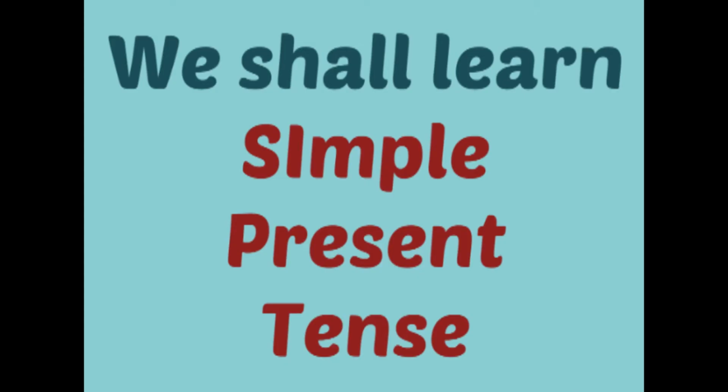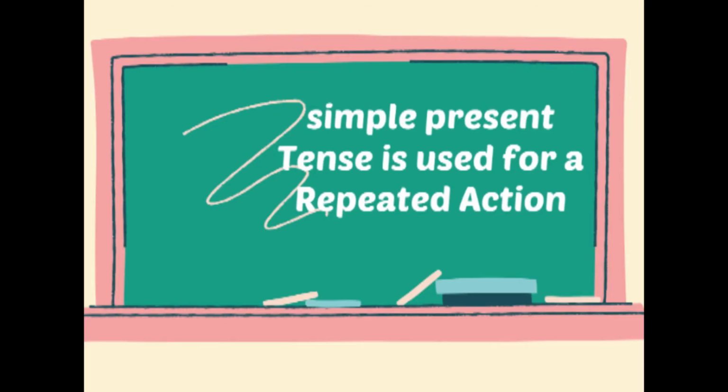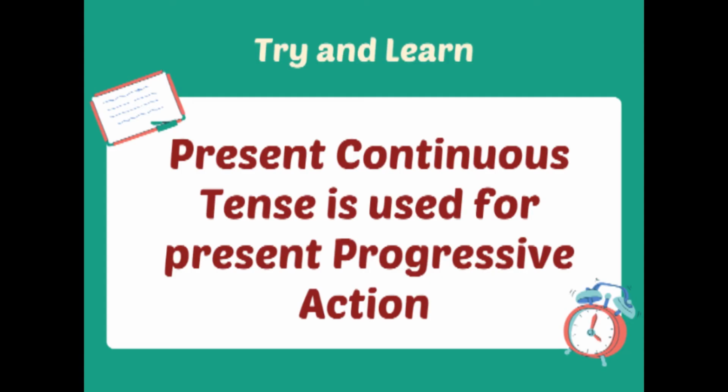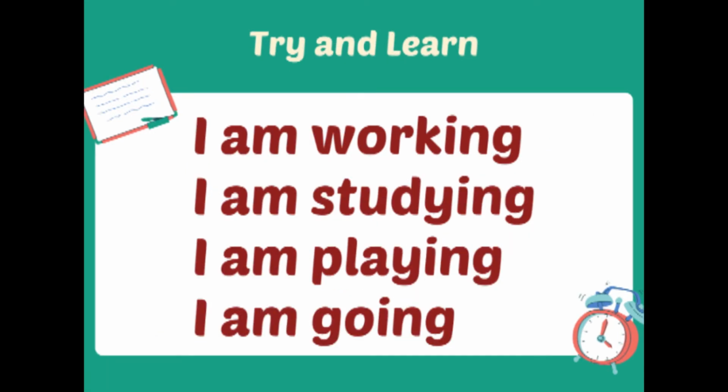Simple present tense and present continuous tense, there is a difference. What's the difference? Simple present tense is used for repeated actions, the actions which are done over and over again. But present continuous tense is used for the present progressive. It is also known as present progressive. That means the action that is happening now, just now, going on. For that we call it present continuous tense. For example, I am working, I am studying, I am playing, I am going. So these are the actions happening just now.